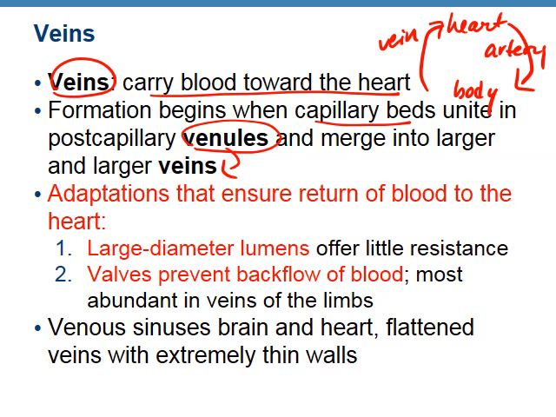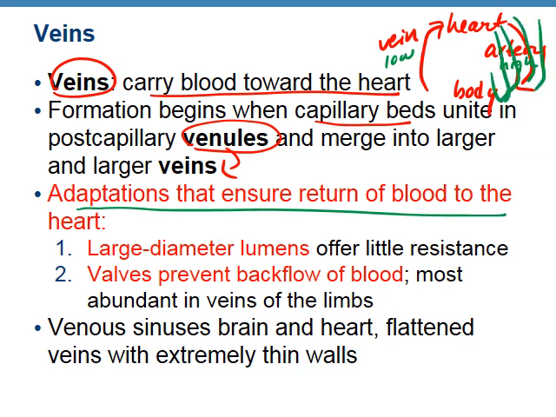Do we remember that this artery is under high pressure and the veins are under low pressure? So we have to have adaptations to ensure that the blood makes it back to the heart. This way it's flowing, it's under high pressure. This way it's kind of trickling back in the veins. So we have a few adaptations that we're going to look at.